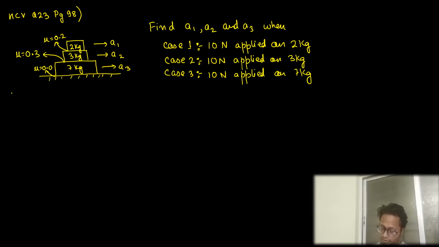So start with solving case 1. Case 1 is when 10 Newton is applied on the 2 kg block. Whenever you have block on block problems, always divide the blocks into two body problems. So out here this is 2 kg, being applied by 10 Newton. First I'm solving for this surface, so when I'm solving for this surface, this will be one body, this will be another body.